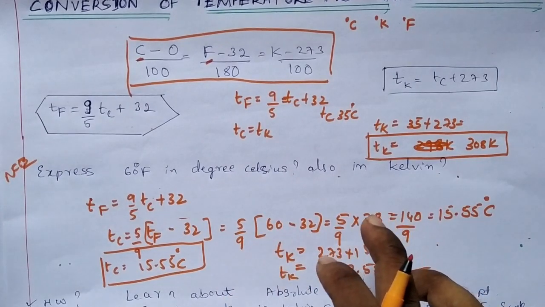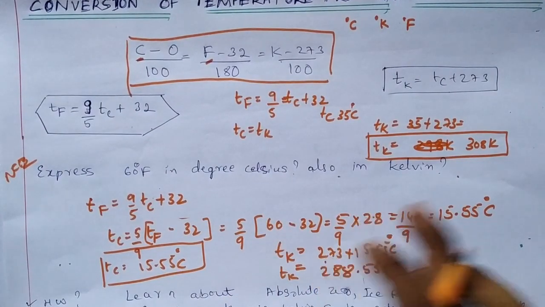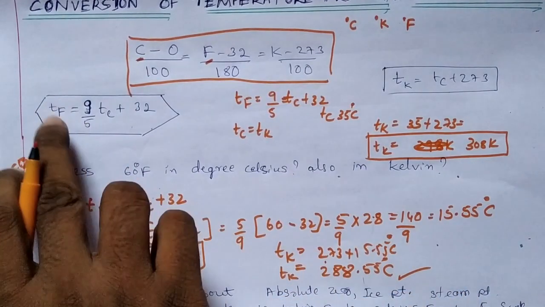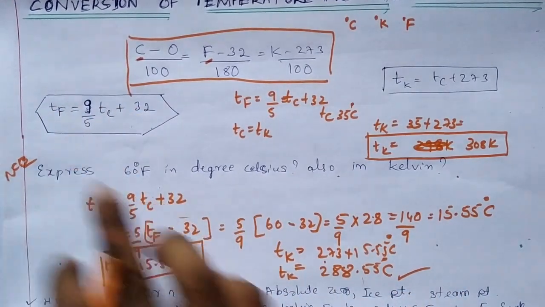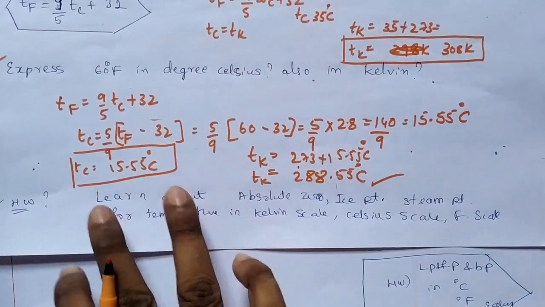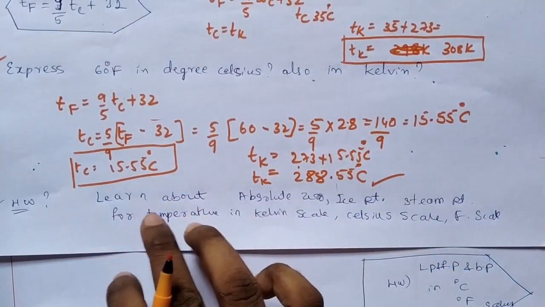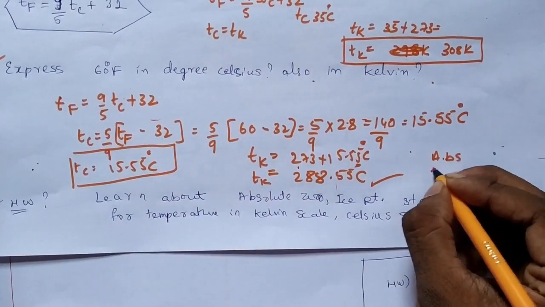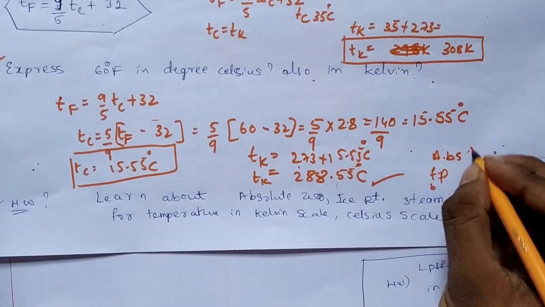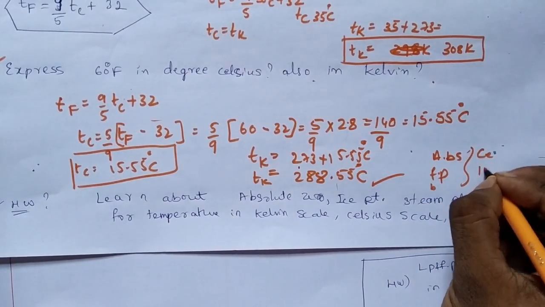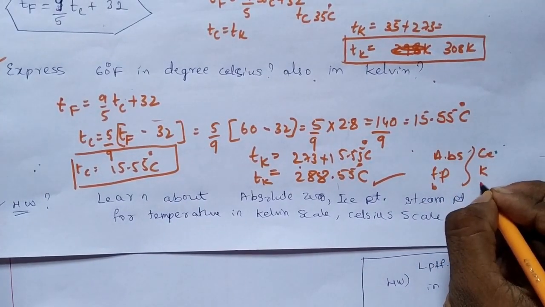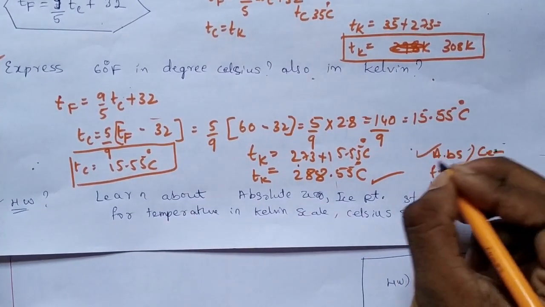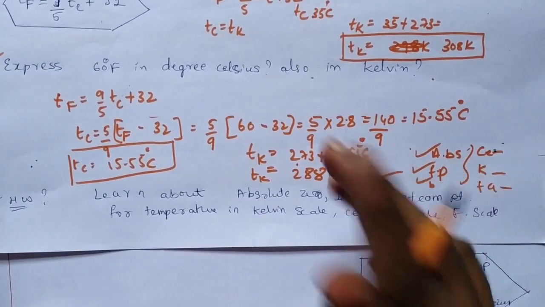To convert Celsius into Kelvin, we have to operate with the 273, whereas to convert TF into TC, TF equals 9 by 5 TC plus 32 is the method. Okay, next, homework for today is to learn about absolute zero point, freezing point, and boiling point in all three scales, that is Celsius scale, Kelvin scale, and also Fahrenheit scale. You have to learn about absolute zero, ice point, and freezing point conditions.